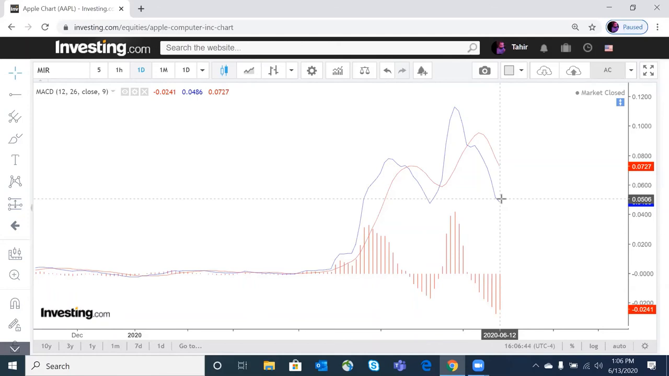and MACD is not actually recommending to buy this stock at this point, because the MACD line, the blue line, is below the red line. So it has started converging. When it converges and actually crosses this line, that is the buying point for MACD.